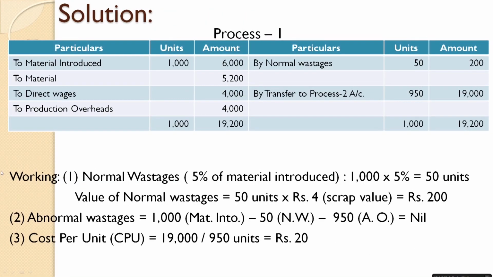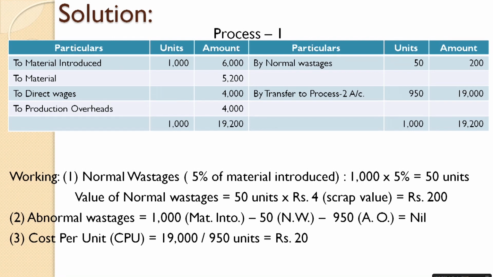See here, on the debit side of the process account, how many units were introduced? That is 1000 units. And what is the value? That is 6 rupees per unit. So 1000 multiplied by 6 comes to 6000 rupees, which will be recorded on the debit side of the process 1 account. So this is the first item. It is a debit item because it's an expense. So it would be recorded first, 6000 rupees.